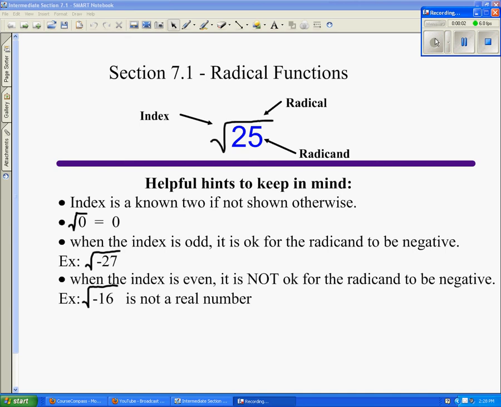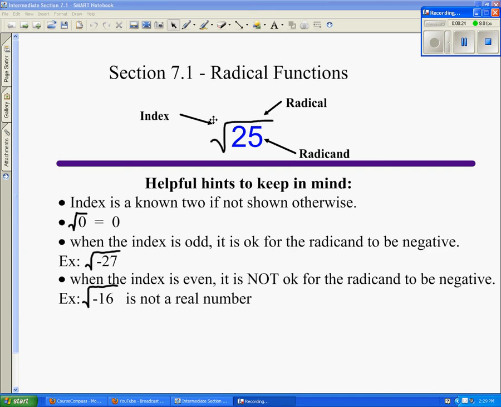Section 7.1 is radical functions. First of all, we want to be familiar with our symbol. We have the square root, which is our radical. That's our radical symbol. We have the number underneath it. It's called the radicand, and the value right here is called your index, and it's going to be a very important component when we're making decisions later.